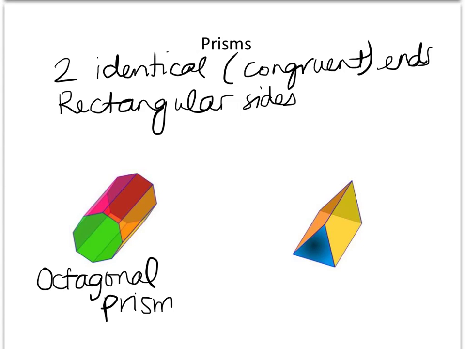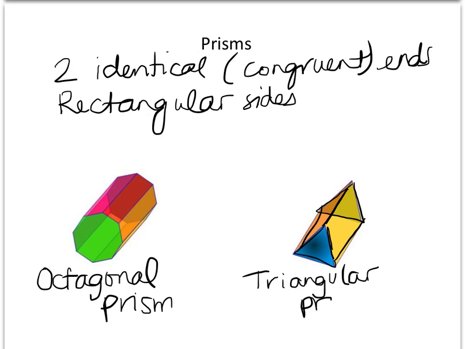Okay, this one here, you can see again, I've got two congruent ends. That would be those triangles there. And then you can see the sides of this are three rectangles. So that's a prism, because I've got two congruent ends and rectangular sides. And that would be a triangular prism, because the two congruent ends are triangles.